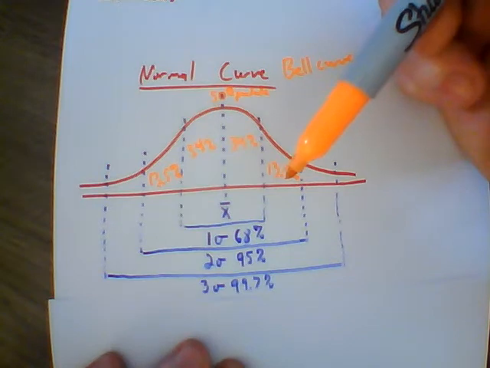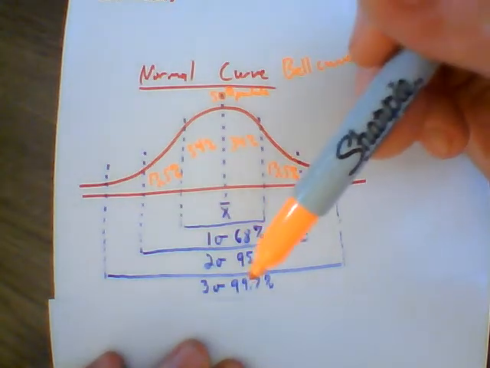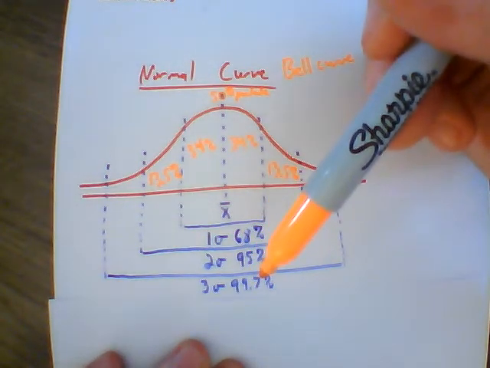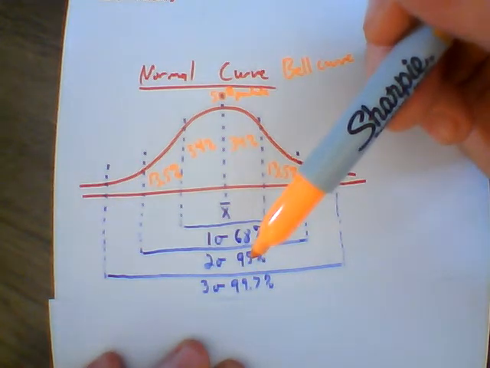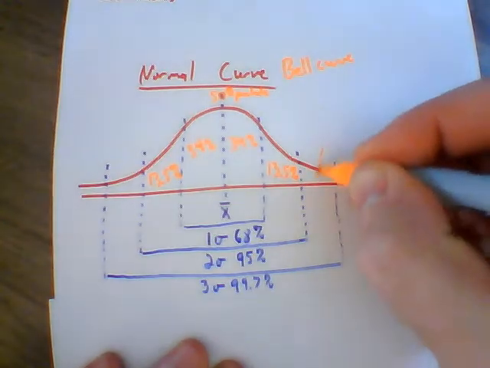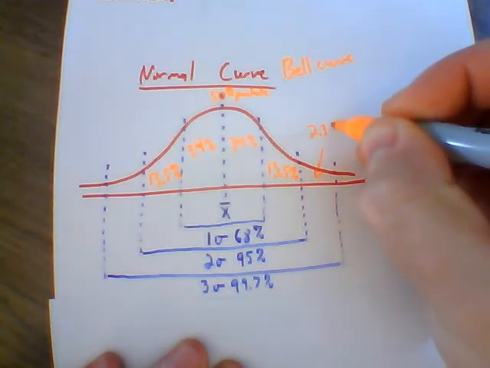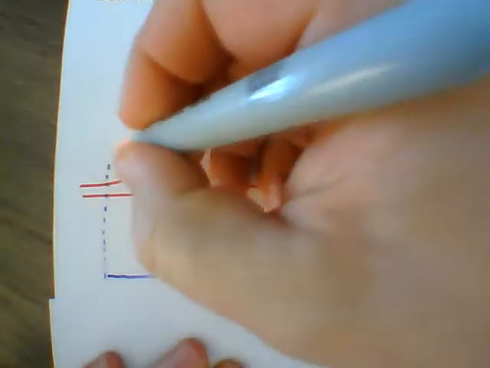Within 3 standard deviations is 99.5%. We think about that, what's that, 4.7% above here? So that means in here we have 2.35%.